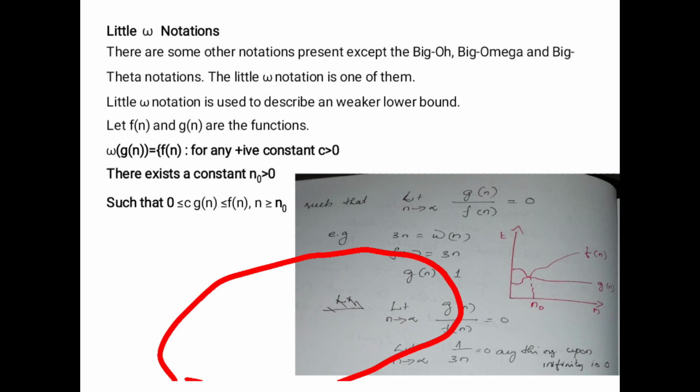Asymptotic notation is over. I think you can understand this concept. If you have any doubt, you can clear it through Google Meet. Okay, thank you.